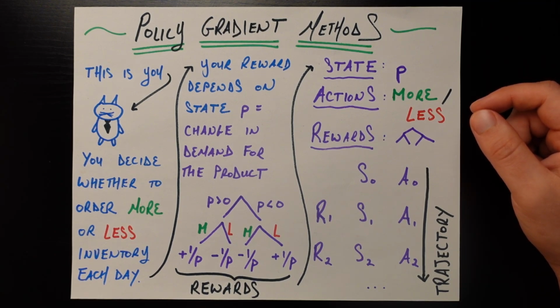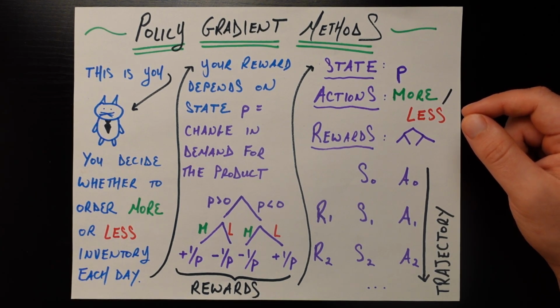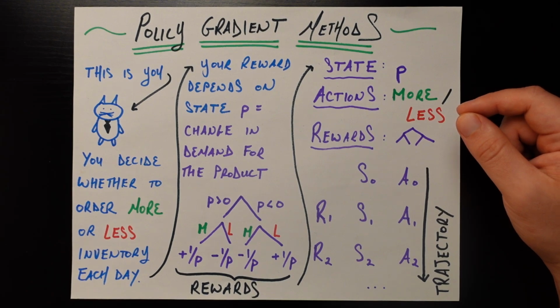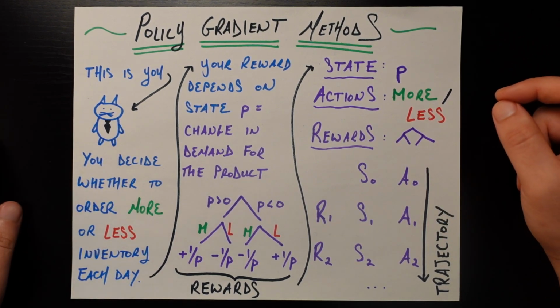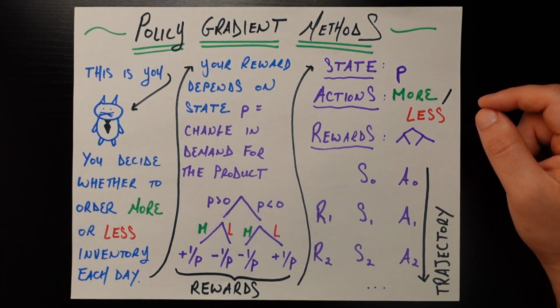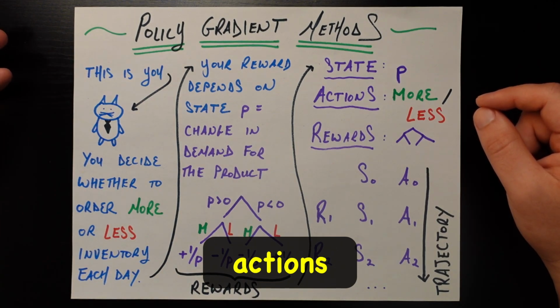So you can imagine you're the owner of a store that just sells a single product. And each day you just need to decide, I want to order more of this product for the next day, or I want to order less of this product for the next day. Now, we're going to be getting to this in a moment, but in the context of a reinforcement learning problem, this more or less decision is your actions, are the actions you're taking each and every day.